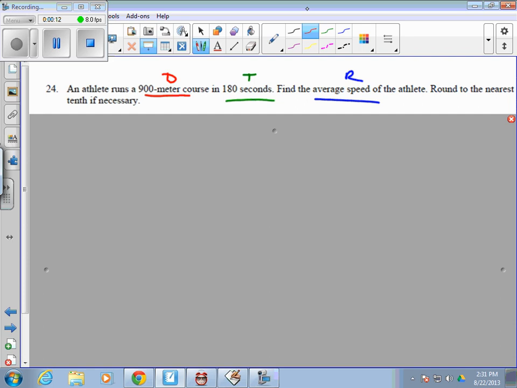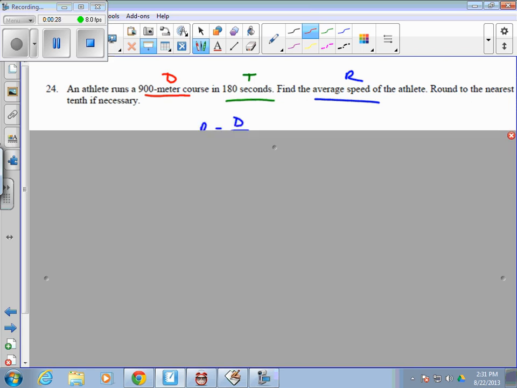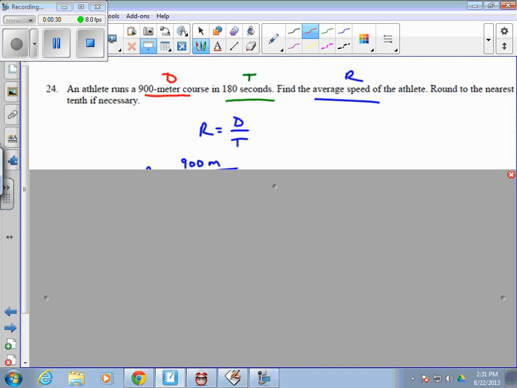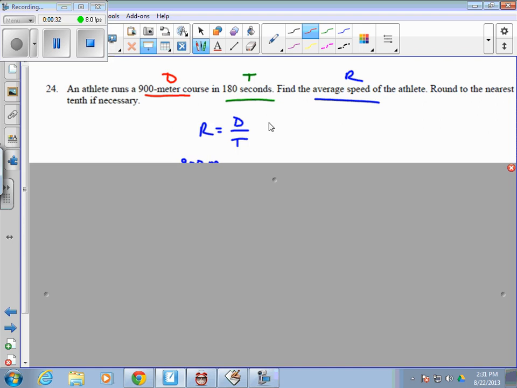It says an athlete runs a 900-meter course in 180 seconds. Find the average speed of the athlete, round to the nearest tenth if necessary. So it gives us some values: 900 meters, 180 seconds, and then it says find average speed. Remember, average speed we represent with R for rate. So if we're looking for R, or rate, we use the form rate equals distance over time.